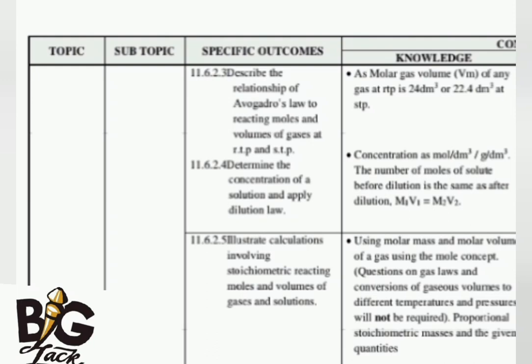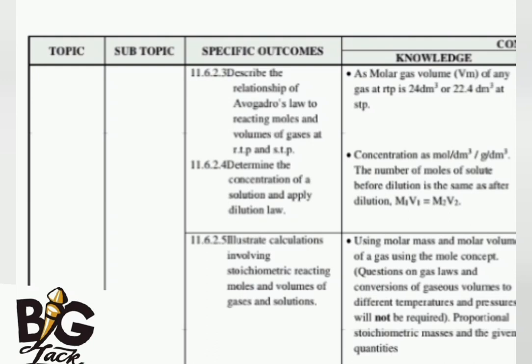So you also need to apply the dilution law. The dilution law states that the number of moles of solute before dilution is the same as after dilution. M represents the molarity or concentration, and V represents its volume. So M1 multiplied by V1 is equal to M2 multiplied by V2. You also need to know this one.